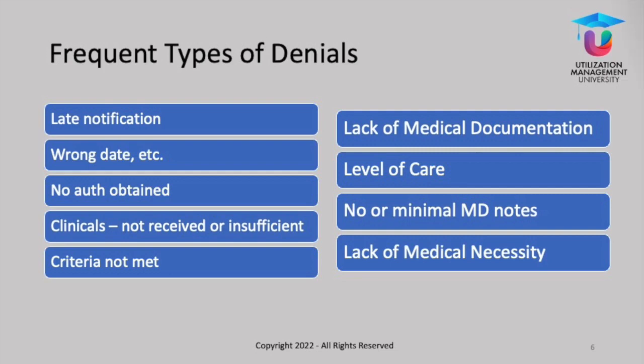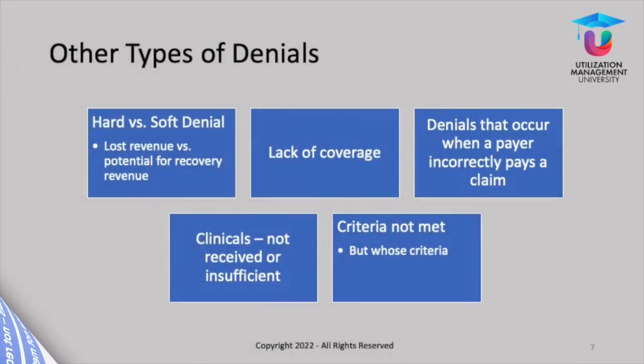with those two words. Other types of denials include hard versus soft denial, that is, lost revenue versus potential for recovery revenue, lack of coverage, denials that occur when a payer incorrectly pays a claim, although that doesn't happen very often, clinicals were not received or are insufficient, and again, criteria are not met, but we have to look at that and say, but whose criteria?